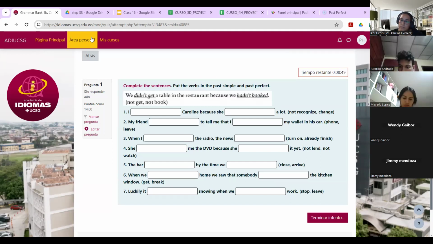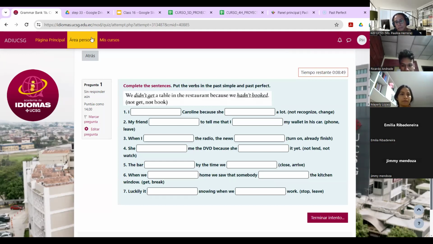In the case of exercise 5, it could be first had and second the ed form. Okay, let me check. Give me a second. For me, it makes sense. Okay, we'll see. The second exercise, right? Yes, 1B, the 5. The bar had closed by the time we arrived. Exactly.